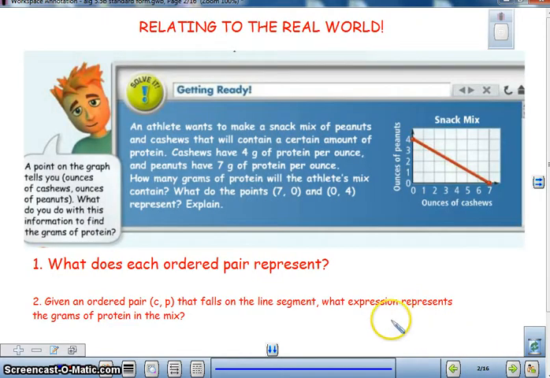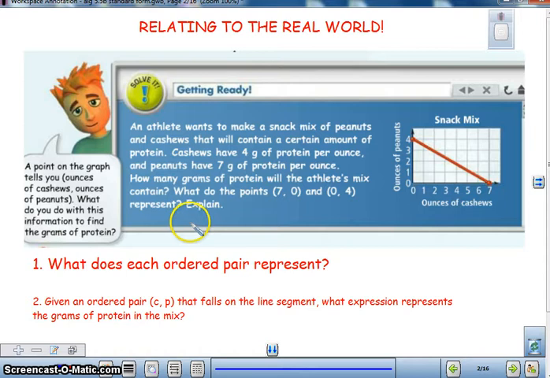So relating it to the real world. Here's one example from the book, and they're asking you what each ordered pair represents. It says an athlete wants to make a snack of peanuts and cashews that will contain a certain amount of protein. Cashews give you 4 grams of protein per ounce. Peanuts give you 7 grams of protein per ounce. How many grams of protein will the athlete mix contain? What do the points (7,0) and (0,4) represent?